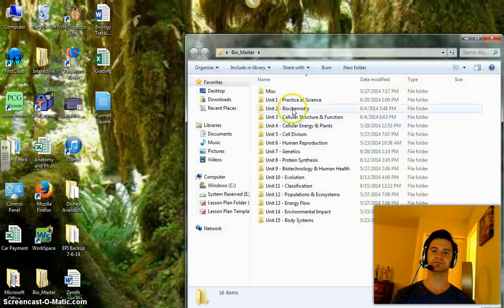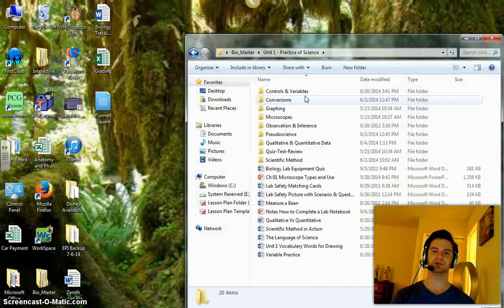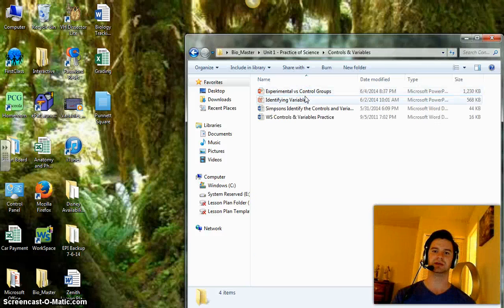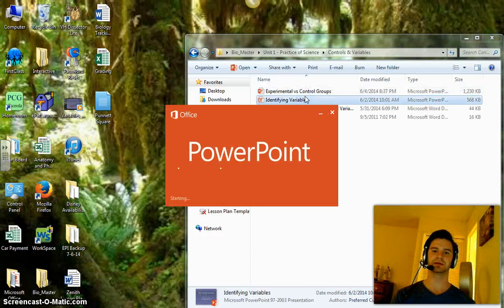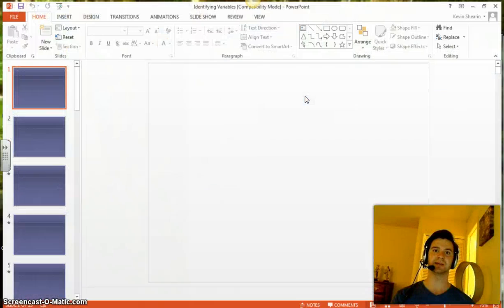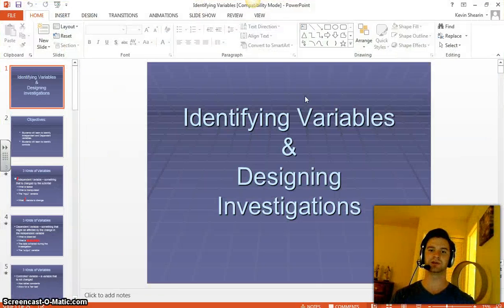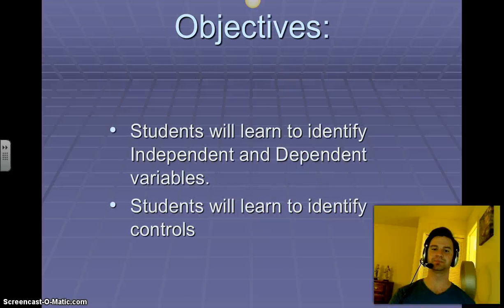Super easy material today. We're just going to go over the basics, and that's identifying the three types of variables that you find in an experiment. So first of all, our objectives are going to be students will learn to identify independent and dependent variables, and students will learn to identify controls. Those are the three variables that we're going to be looking at.